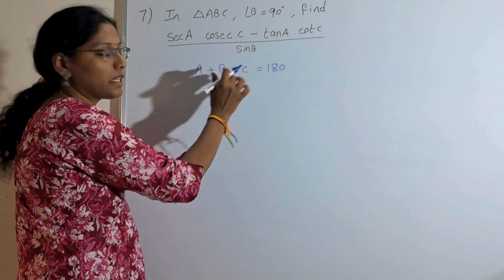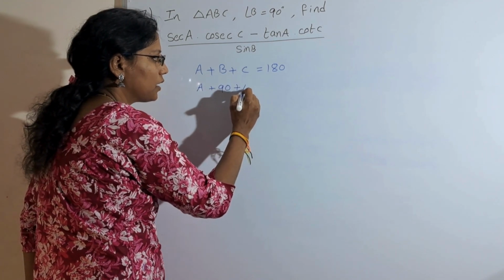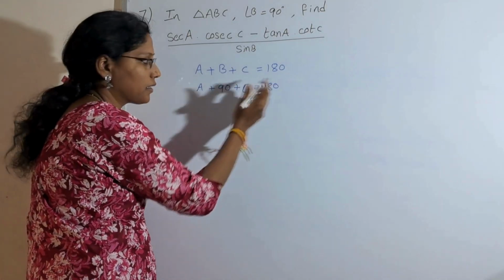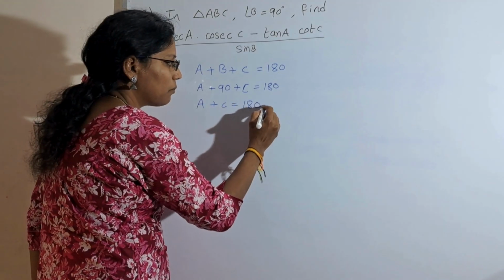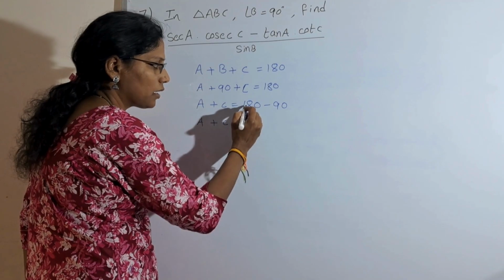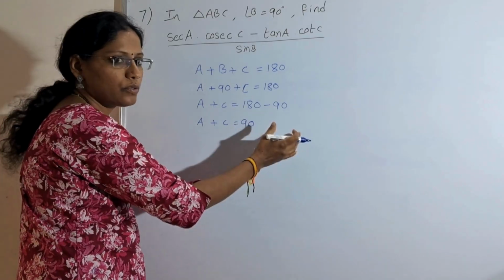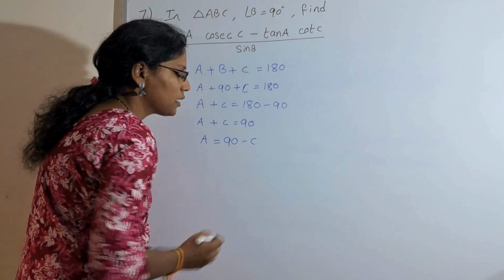Here angle B is 90 degrees. A plus 90 plus C is equal to 180 degrees. Shift the 90 to the right side. A plus C is equal to 180 minus 90, which is 90. Here we send one angle to the right side: A is equal to 90 minus C.